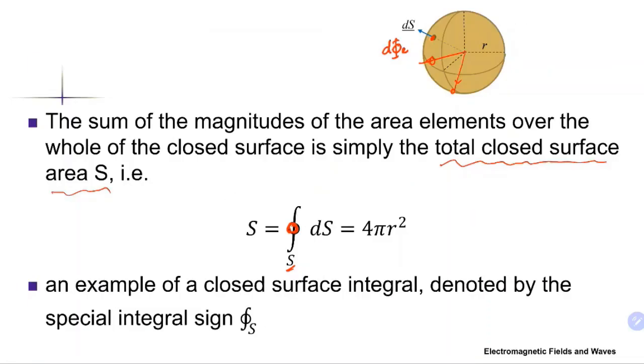So if I have a charge sitting here, Q equals, let's say, 100 nanocoulombs.